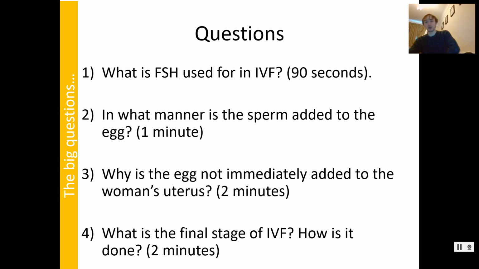Right. FSH in IVF is used to make an egg develop. That's because we need an egg in order to put some sperm on it. We then take that egg out, usually using a needle. In what manner is the sperm added to the egg? It's added in a petri dish directly. Why is the egg not immediately added to the woman's uterus? To allow it to grow, to make it more likely to implant, and so we can test it for any diseases. What's the final stage of IVF? How is it done? The final stage is to place it back into the woman's womb with a number of other eggs, and that uses ultrasound to make that happen.